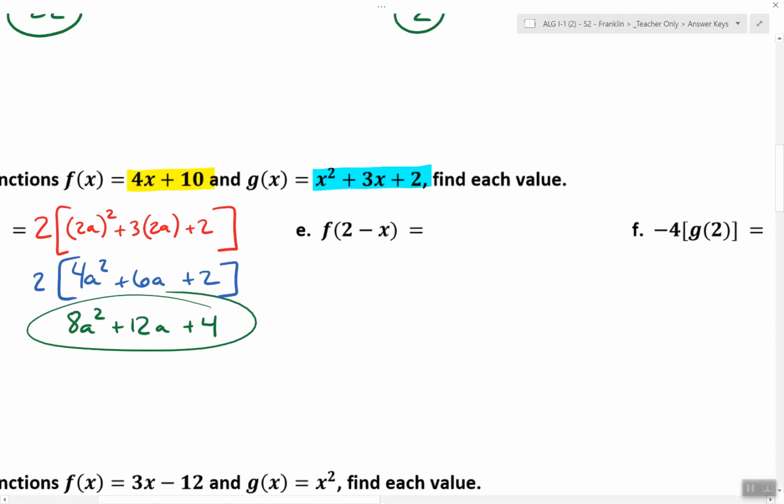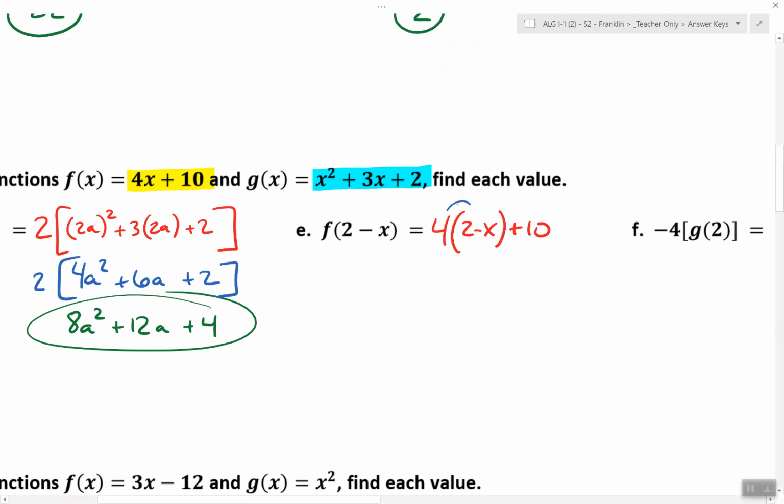Let's look at example E. We have the f of x function right here. It says f. So that's 4x plus 10. But instead of x, we're going to put 2 minus x. And that's fine. We have an x in there, but that's okay. Whatever is in the parentheses, you replace the x in the function with whatever's in there. So we got 4x plus 10. We're going to do 4 times 2 minus x plus 10.